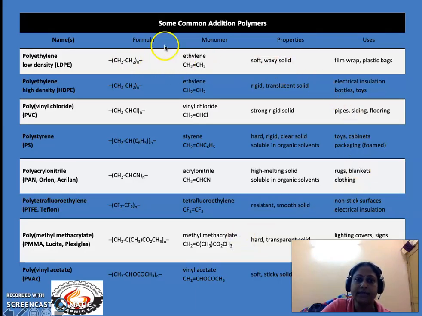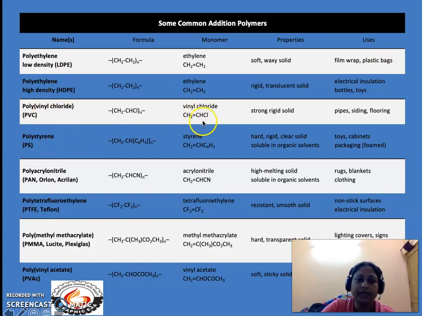So this is a table which shows the common addition polymers. In this column, this is the name of the addition polymer. This is the formula of the addition polymer. This is the monomer that is responsible for the formation of the addition polymer. And these are the properties exhibited by the addition polymers and the uses or applications of such addition polymers. Now let us take the example of polyvinyl chloride.